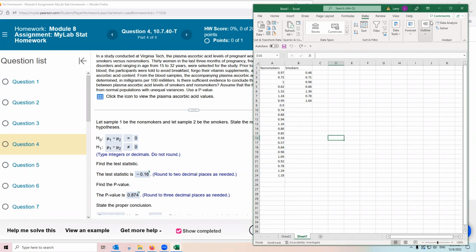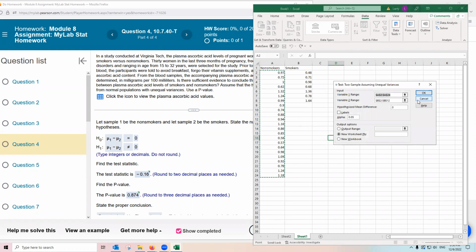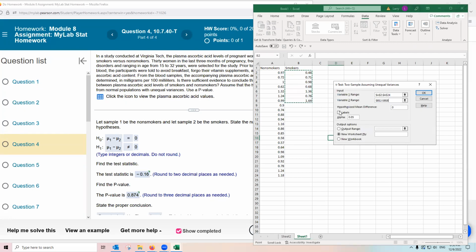Let me go back here to sheet 1. I'm going to do it over again, assuming unequal variances. All right, so now let me come here to select variable 2, and it's going to be this data. Okay, and I think that's it.